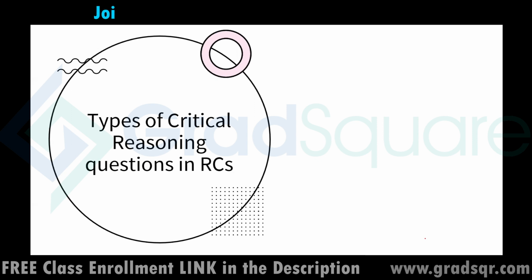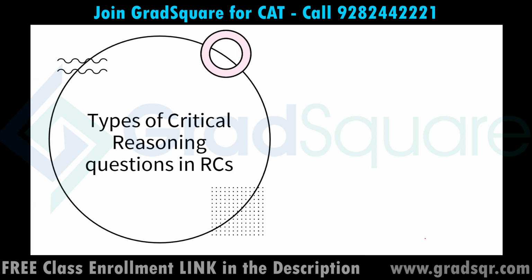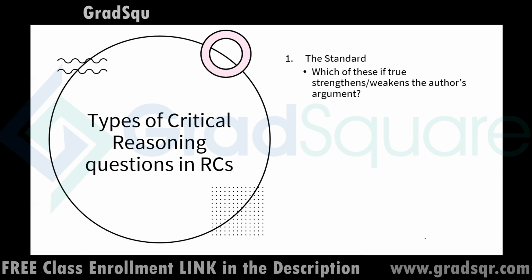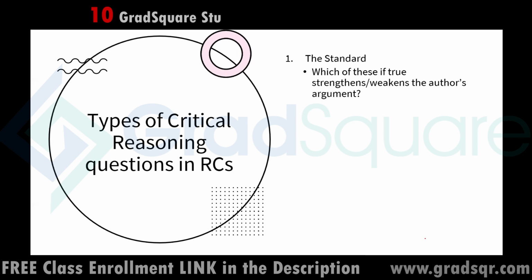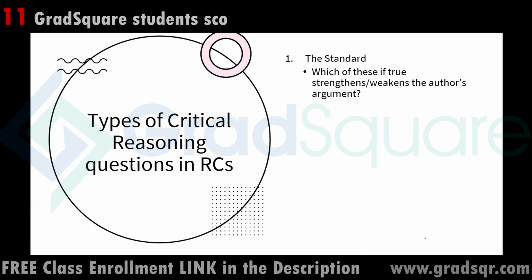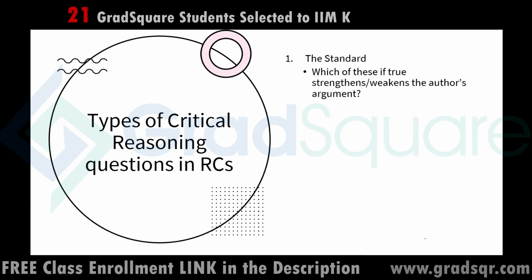So let's look at the different types of critical reasoning questions in reading comprehensions that you might get in your CAT paper. Right? The standard question will be which of these options, if true, will strengthen the author's argument or will weaken the author's argument. Right? These are the simplest of the critical reasoning questions. You just have to understand the conclusion of the author and pick from the choices that particular option which is going to help you reach the same conclusion as the conclusion reached by the author.